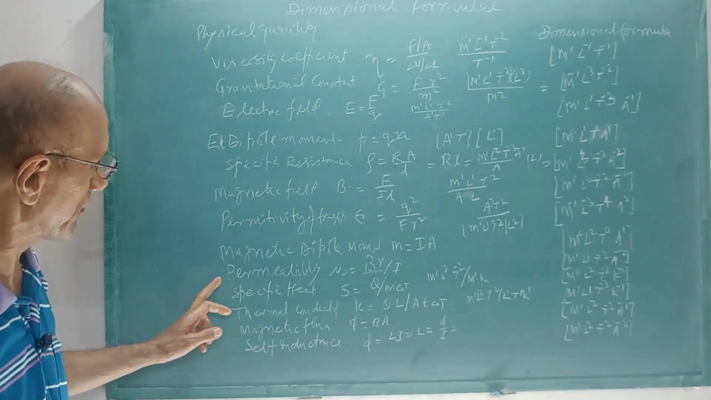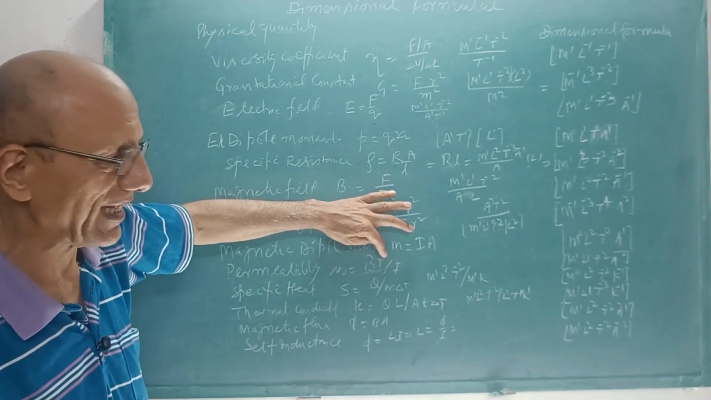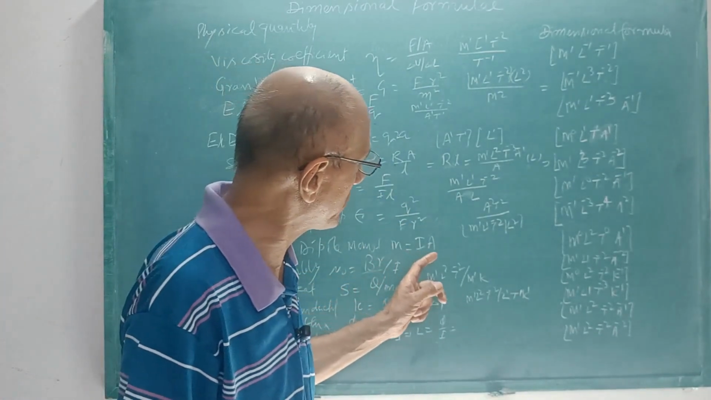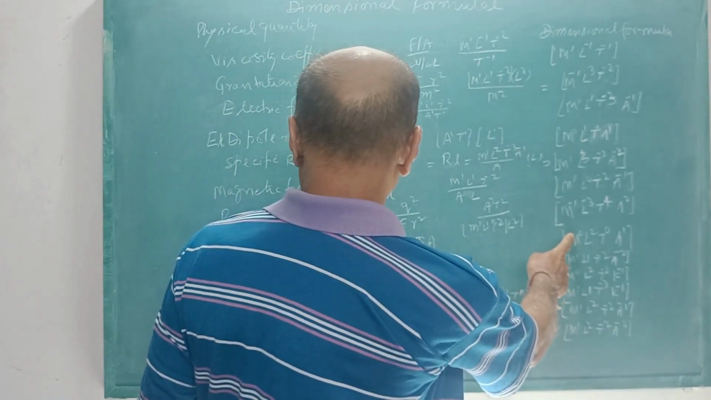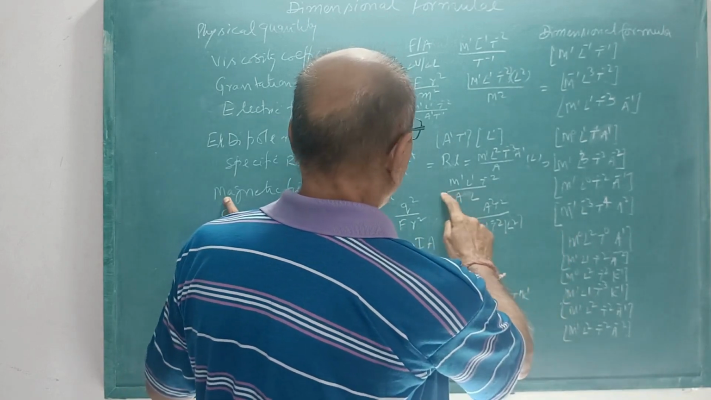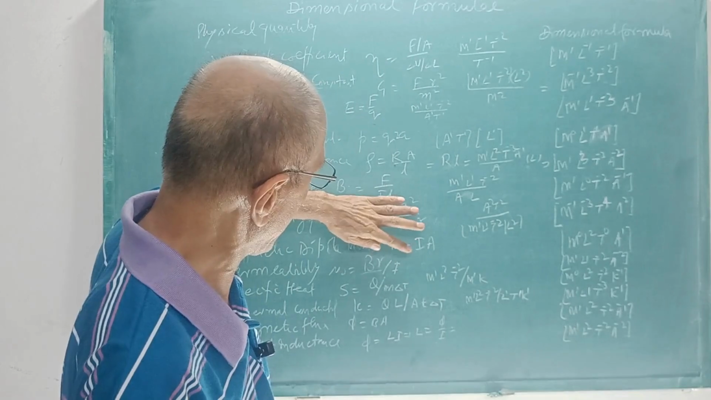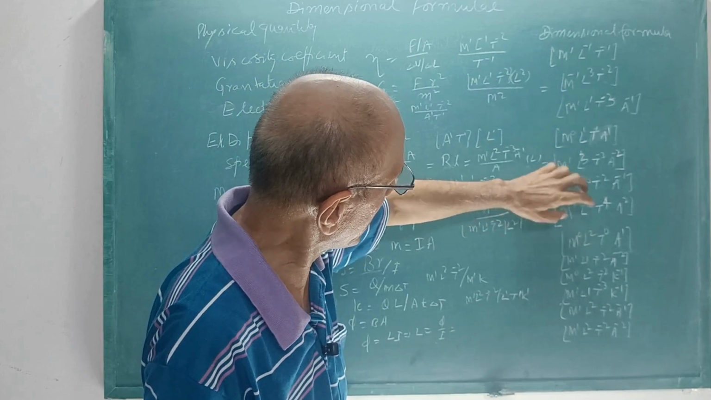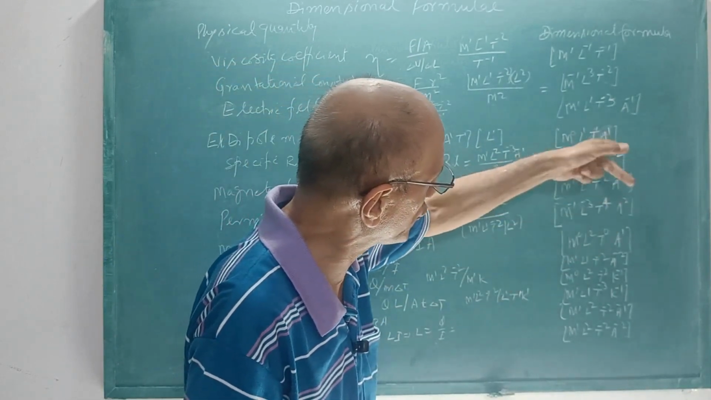And then permeability of free space, that is magnetic field into length divided by current. So magnetic field we have just got it, M1 L0 T minus 2 A minus 1, and we have to multiply it by only length. So M1 L1 T minus 2 and we have to divide by the current, so A minus 1 minus 1 becomes A minus 2 that way.